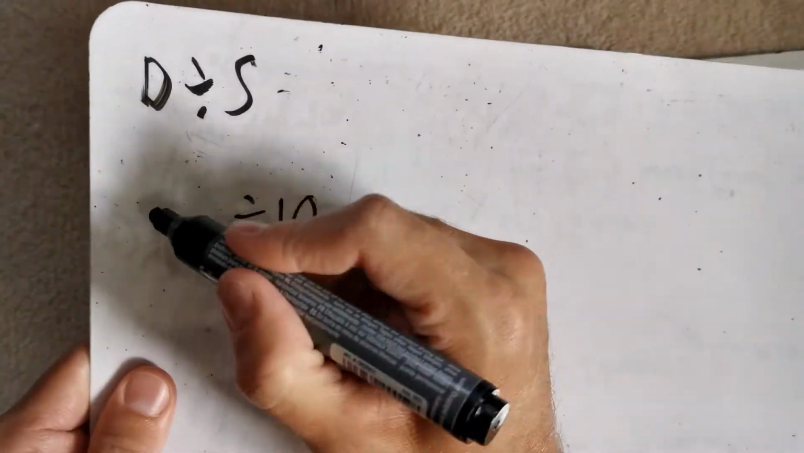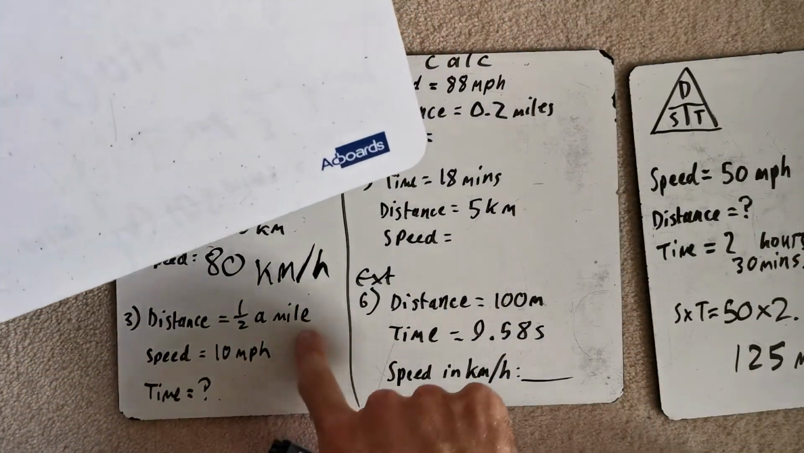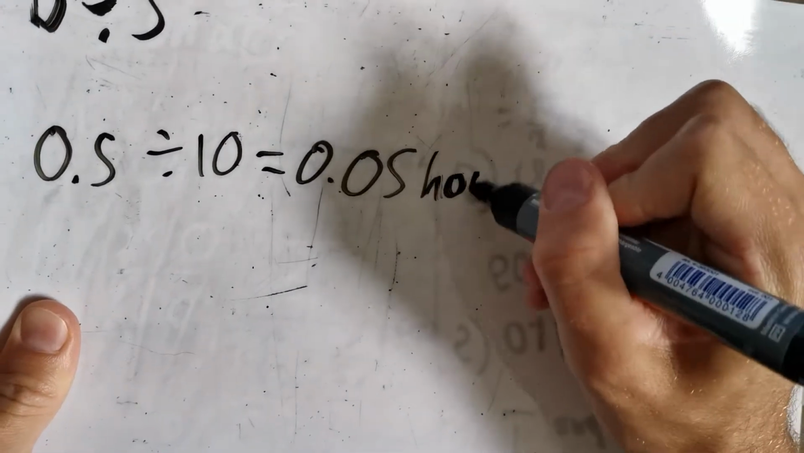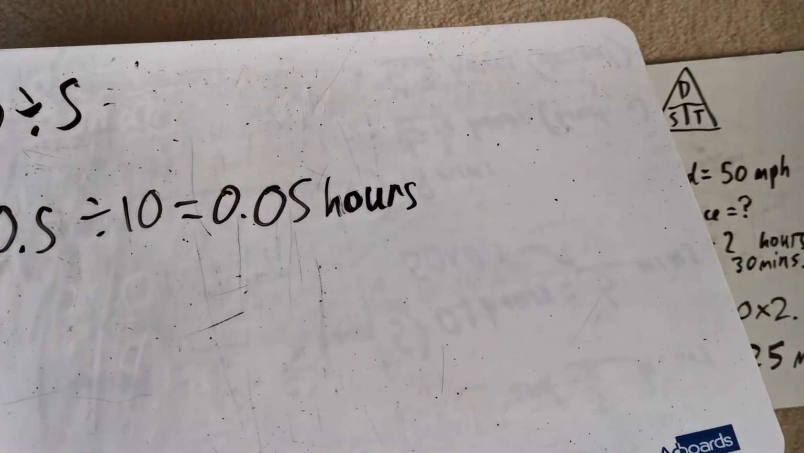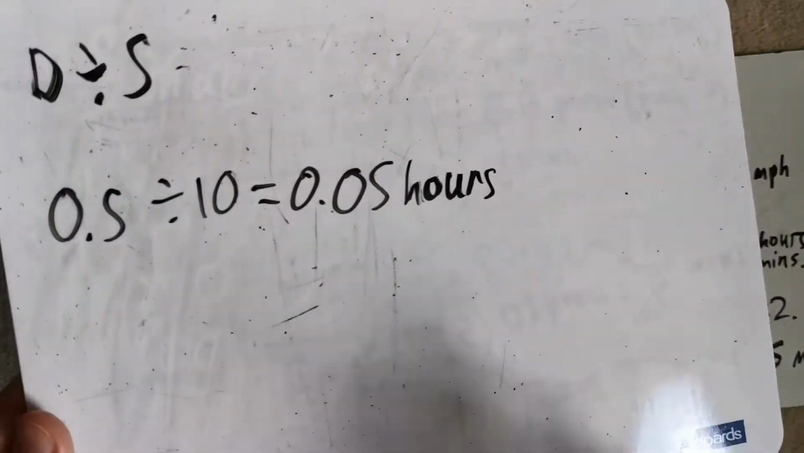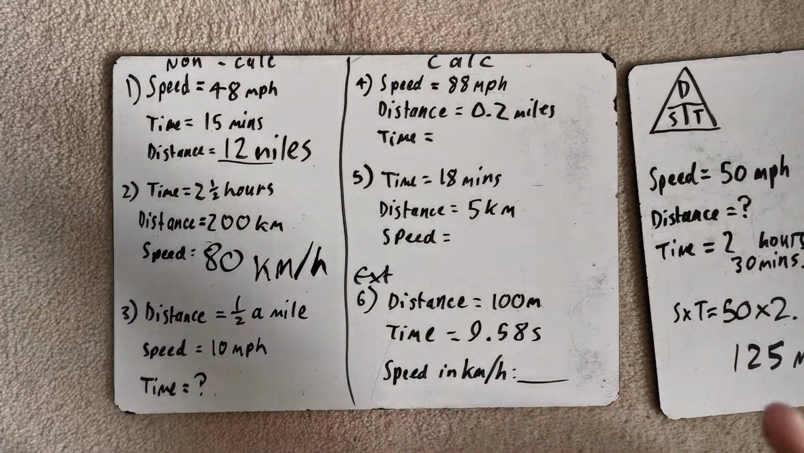Some of you might prefer to do it this way. 0.5 divided by 10, which is 0.05 hours. Okay. If you want to turn that into minutes, times it by 60. It doesn't say in the question that you've got to turn it into minutes, so I'm not going to bother.